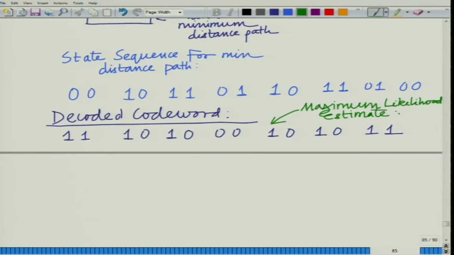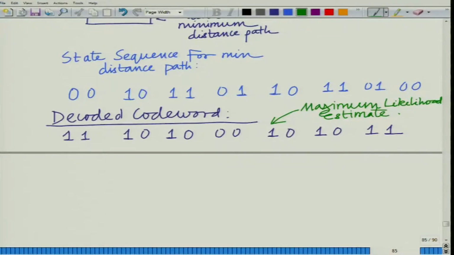Now, one thing you have to understand: it does not automatically mean that this is the actual code word that has been transmitted. You have to realize that there can still be an error. This only denotes the maximum likelihood estimate, that is, which code word corresponding to the received word has the maximum probability of having been transmitted. That is all this says.